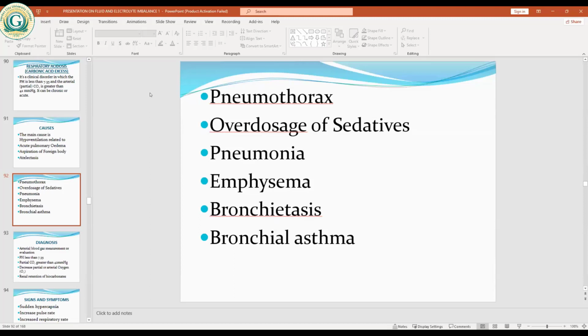Listen, it's simple, okay? Do you know the triad of the pathophysiology of asthma? It is simple. The three are the bronchospasm, the bronchoconstriction, and the mucopurulent.